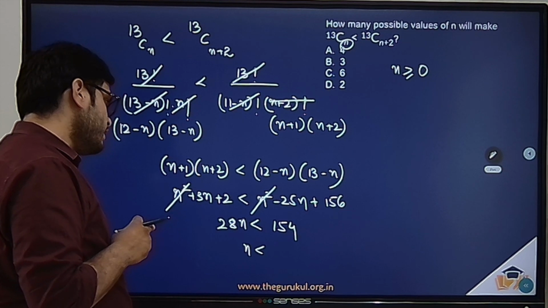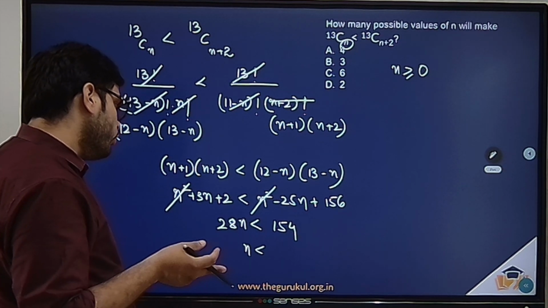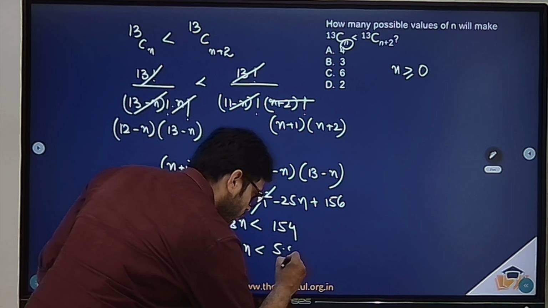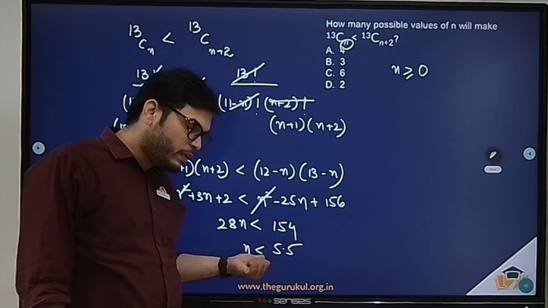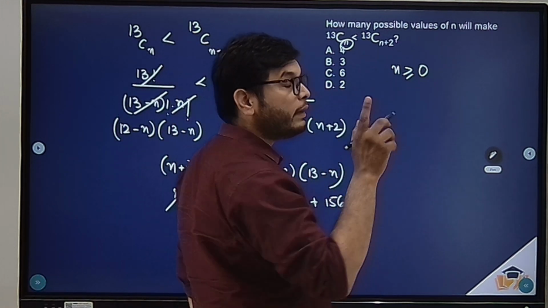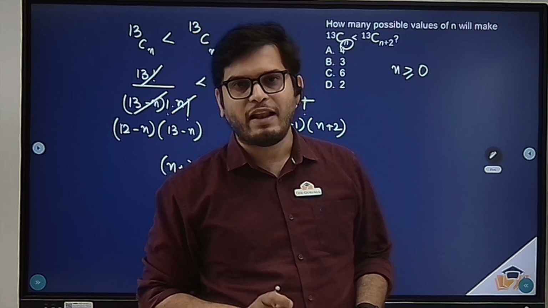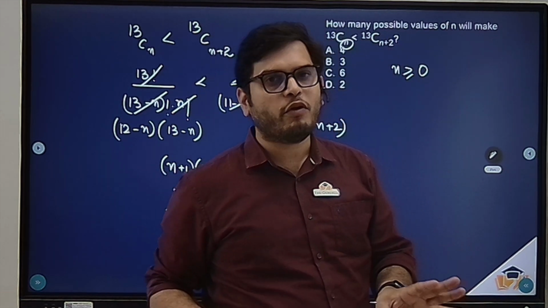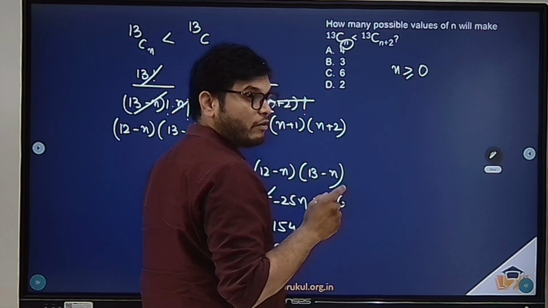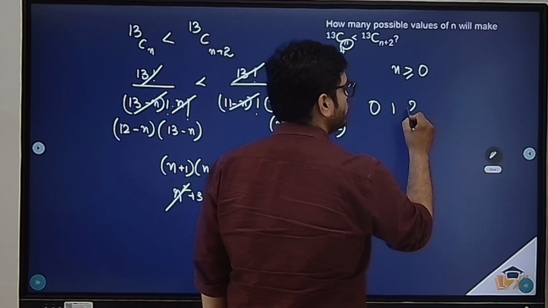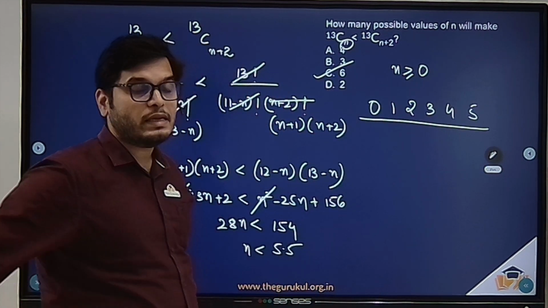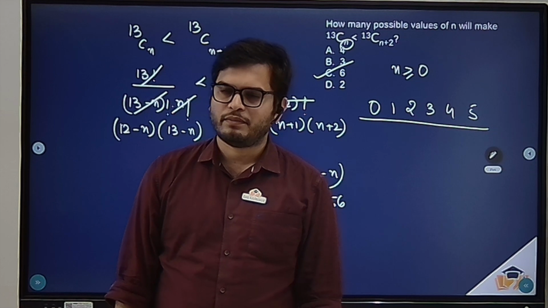28 fives are 140, 14 by 28 is 1 by 2, 0.5. So this is 5.5. So n should be less than 5.5 and n has to be greater than or equal to 0. And n can take only integer values; you cannot have 13C1.5. So what are the integers greater than or equal to 0 but less than 5.5? 0, 1, 2, 3, 4, 5. How many values do we have? 6. So option C should be the answer for this question.